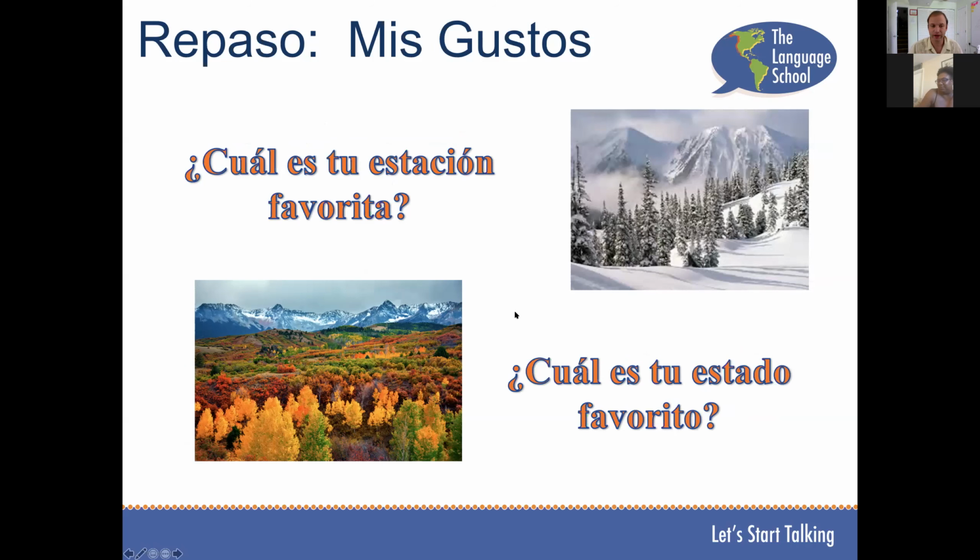¿Cuál es tu estación favorita? Is that what's estas? Your favorite season of the year? Definitely not winter. Estación, mi estación favorita. Oh, I don't know that. How do I say spring? Es la primavera. La primavera, spring. Es la primavera. Okay. Mi estación favorita es la primavera.